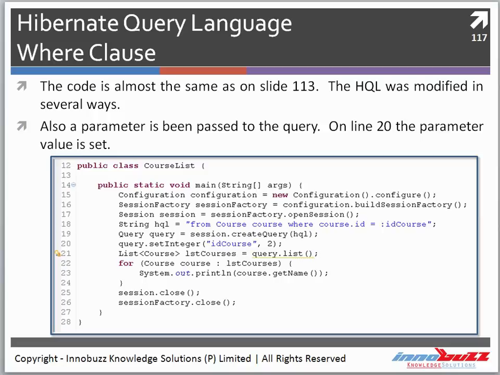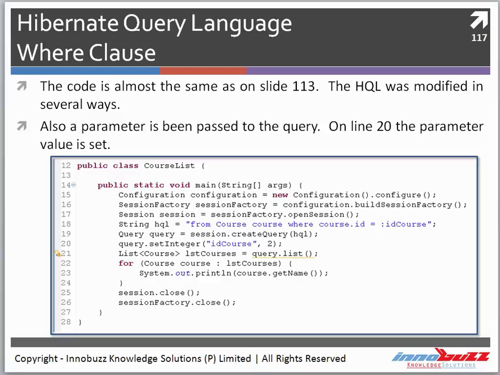The first thing is that after the name of the class, we add the object in the HQL. Notice that the class name has the first letter capitalized and the object is lowercase. This is needed in the where clause because we have to use the object to reference any attribute of the class. In the where clause, we're filtering by the id attribute of the Course class, and a parameter is being passed to the HQL. The name is idCourse.